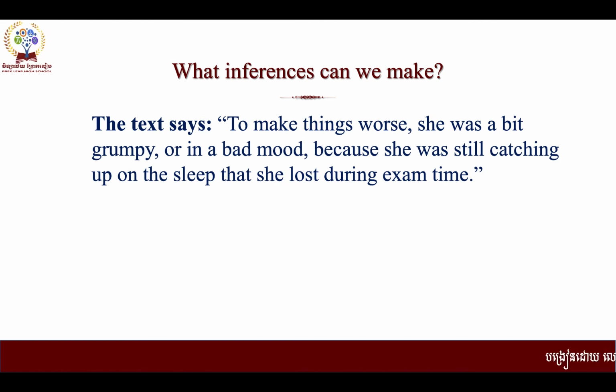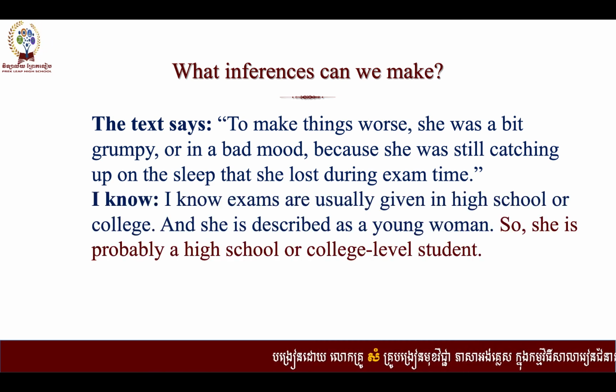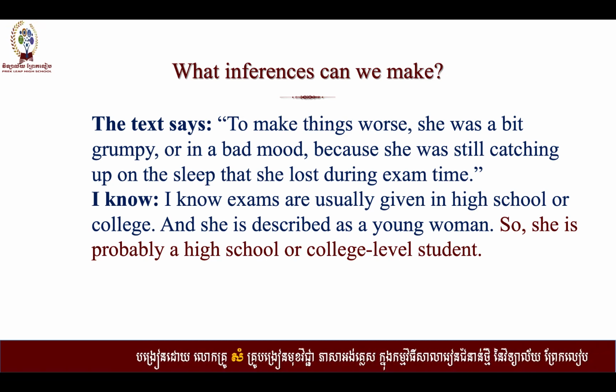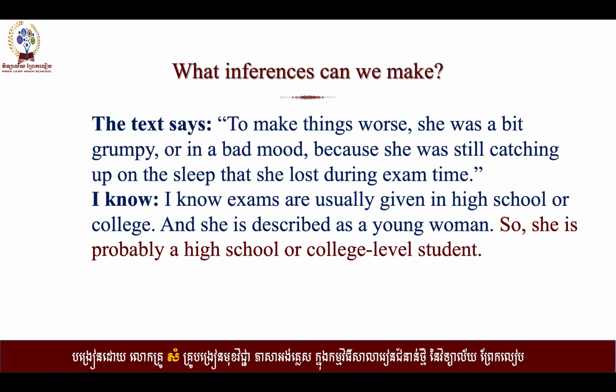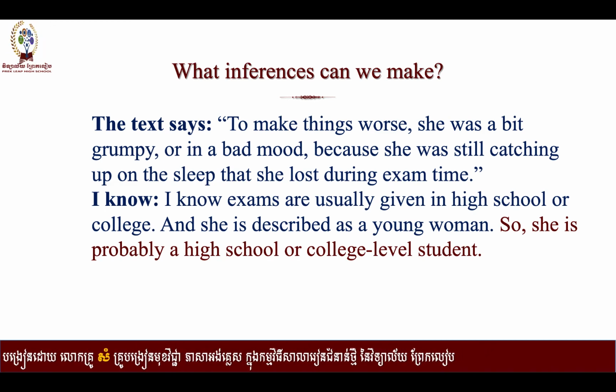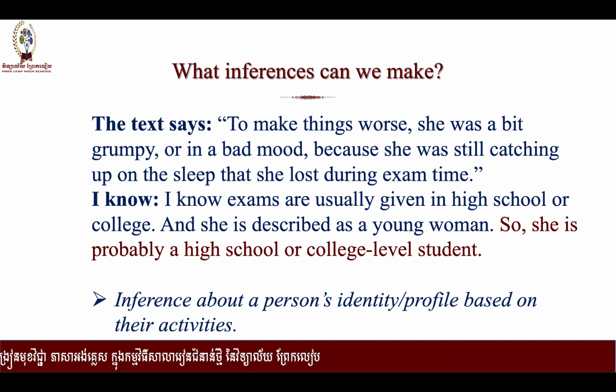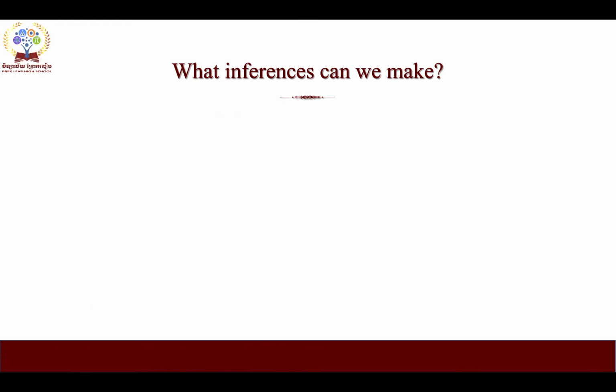The text says, to make things worse, she was a bit grumpy or in a bad mood because she was still catching up on the sleep that she lost during exam time. And so I know that exams are usually given in high school or college, and she is described as a young woman. So she's probably a high school or college level student. It's an inference that we can make. An inference about a person's identity or profile based on their activities, or what they do.